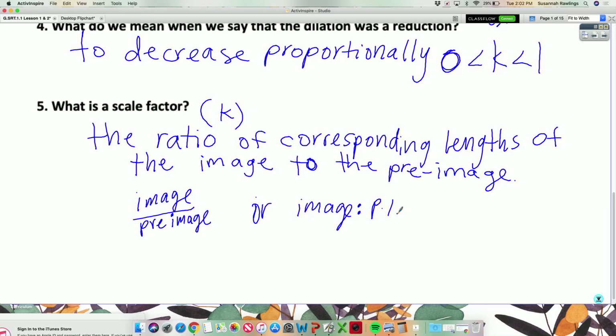But again, don't overthink what scale factor means. If it's greater than 1, it means we're getting bigger. And that's telling me, are we doubling it? Are we tripling it? Are we quadrupling it? And then vice versa with reductions, it's going to be that fraction that's getting smaller by half or by thirds.